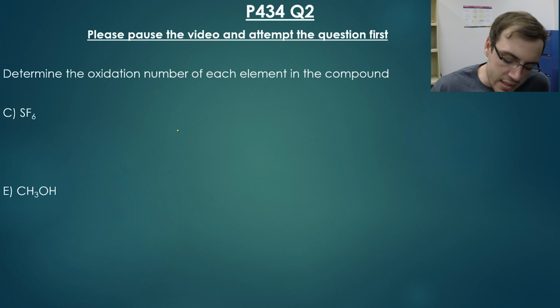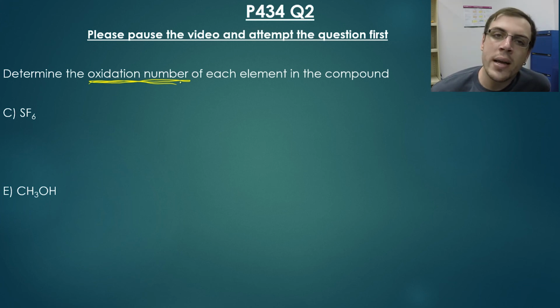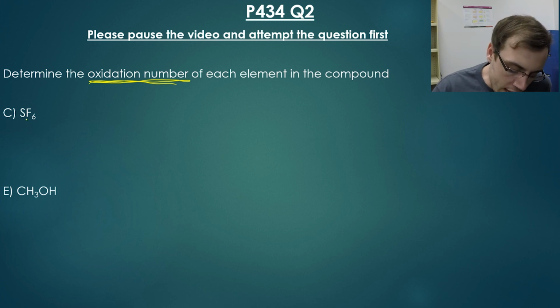So the question says, determine the oxidation number of each element in this compound. So again, when it comes to the oxidation number, it refers to the electrons. How many electrons have been lost or gained within this compound? So if we have a look at SF6, okay, we determine the charge of our sulfur and our fluorides to see what's going on.